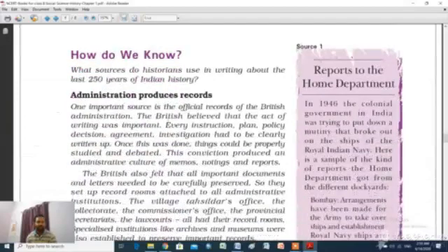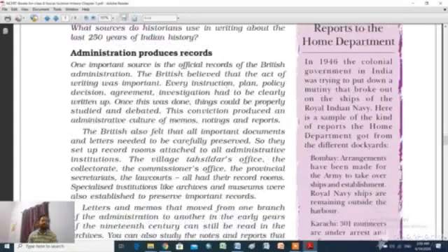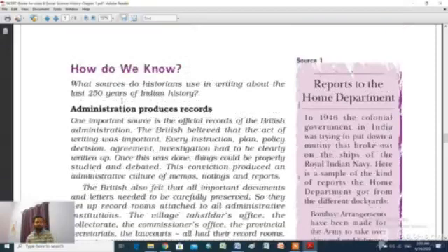How do we know? It means what sources do historians use in writing about the last 250 years? Look at this: administrative procedure records. When the British spread their colonization all over India, they established different district magistrate offices, police stations, etc. So they kept records about different events in India in their offices. This is one important source to write about Indian history.